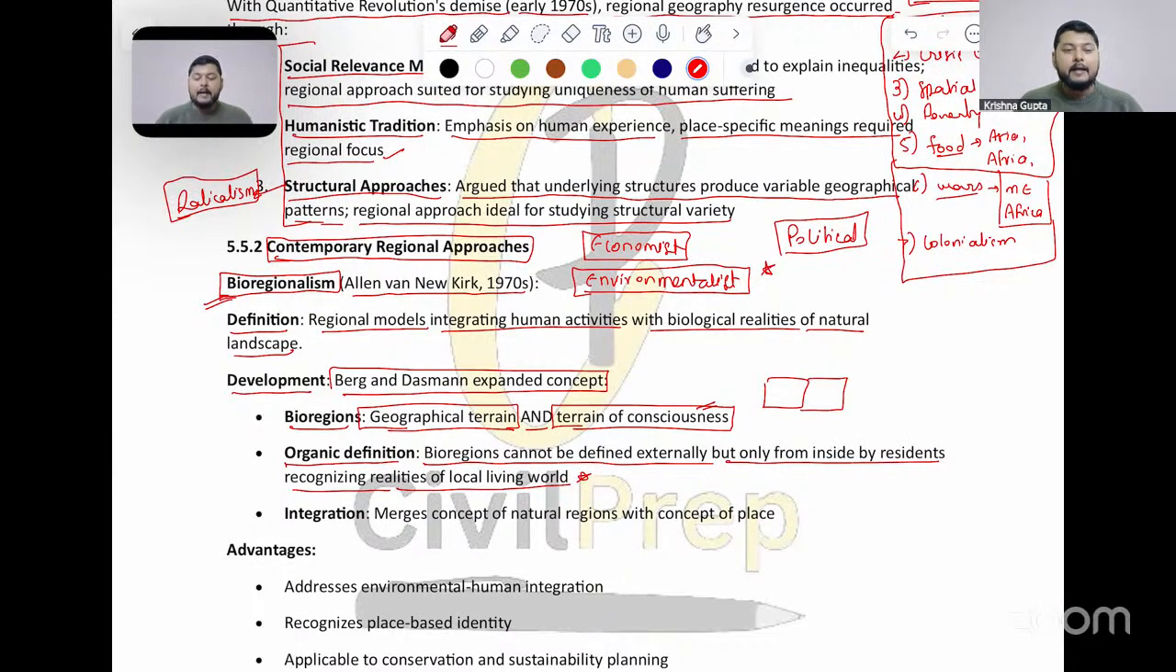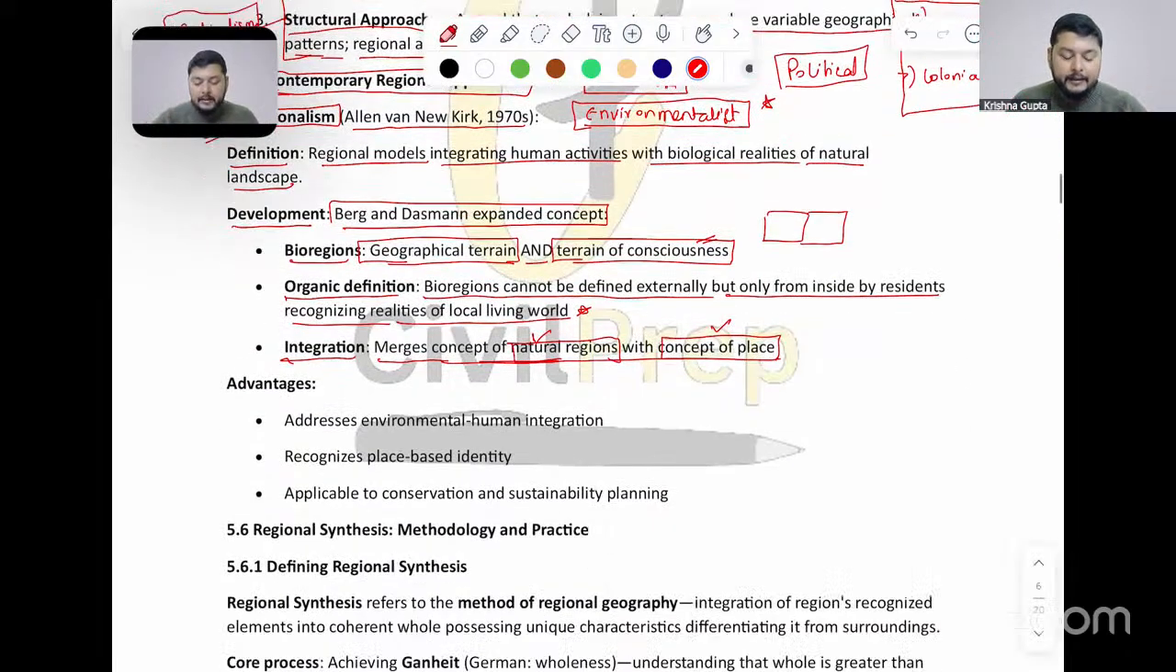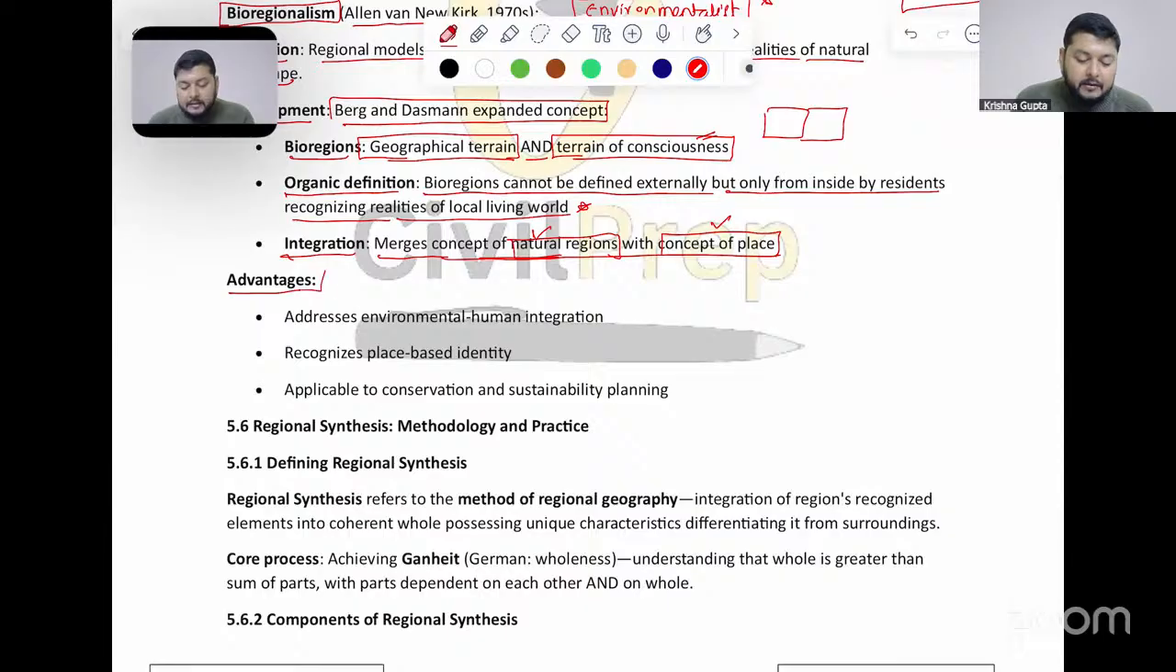So this is one of the parts given as a part of bioregionalism, that is the active human involvement in that particular region. What does integration do here, how are they integrated? It merges the concept of natural regions with the concept of place. Okay, we can see here the concept of natural regions and the concept of place, that is the humanist part, and the regional approach, which is basically making this bioregionalism a reality.